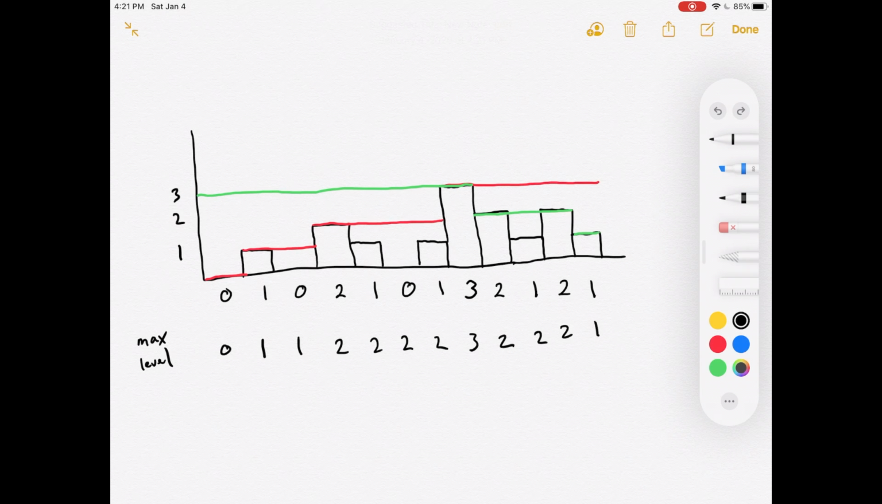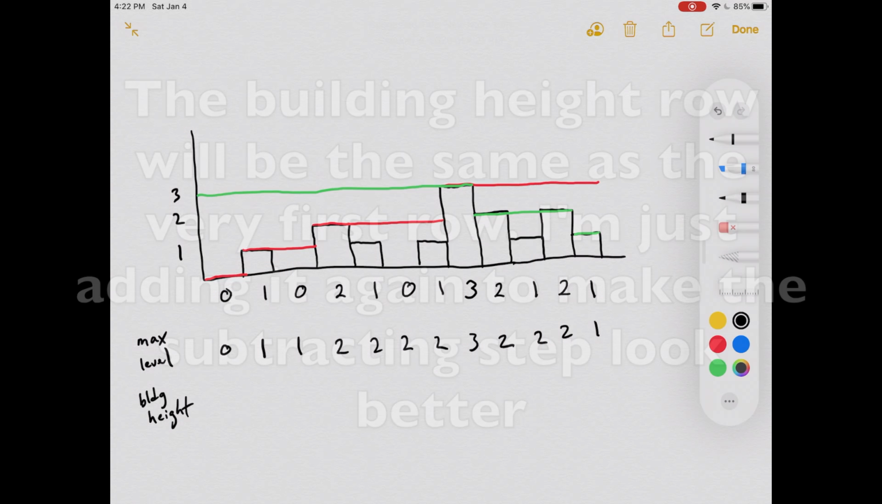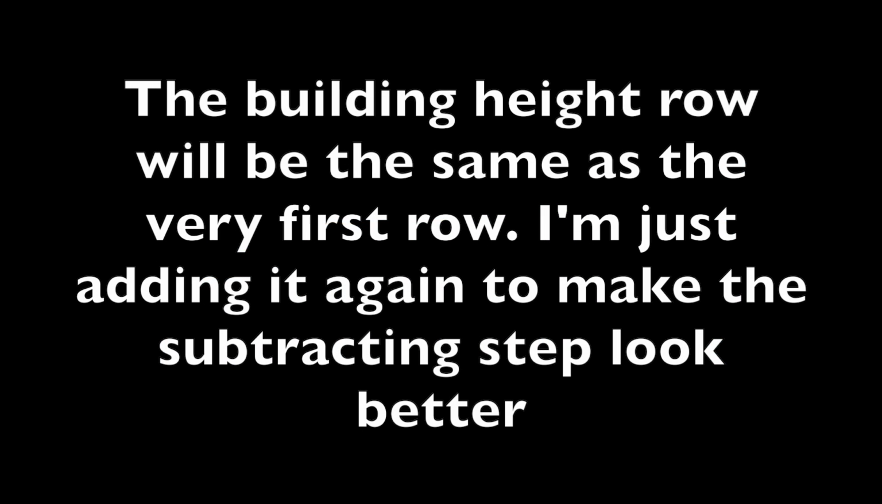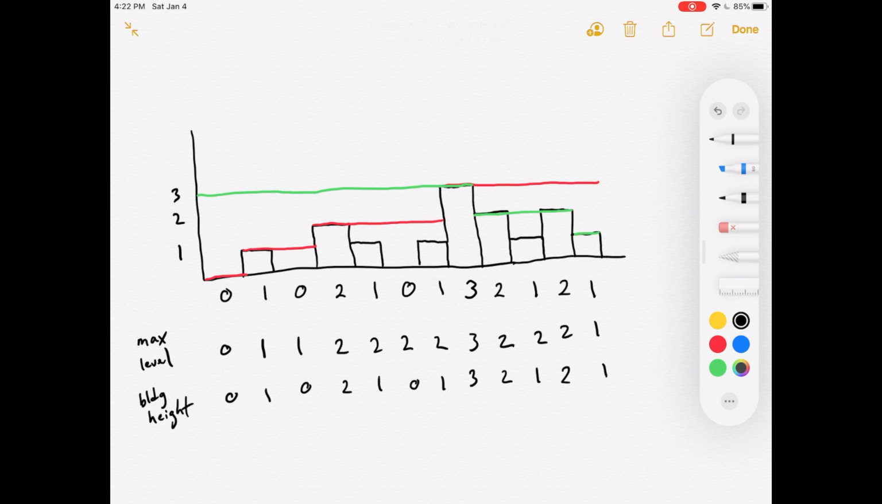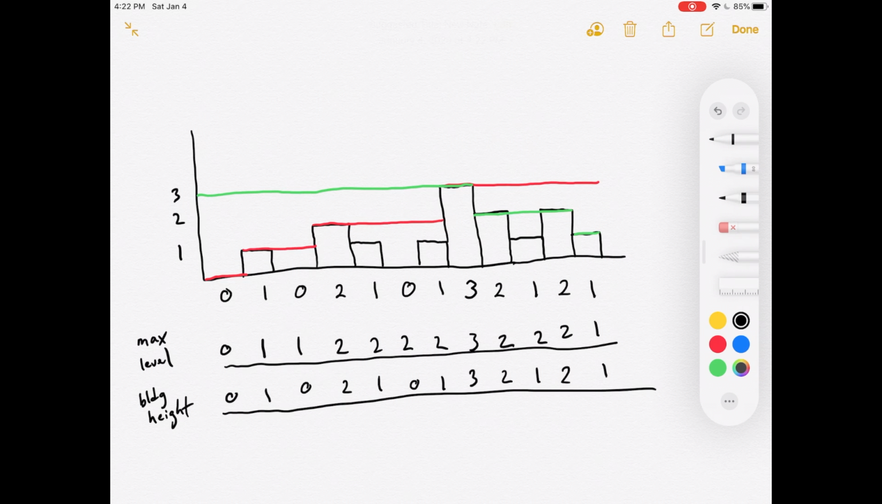All right, so now we have the theoretical maximum levels of the water. And now what we have to do is subtract the height of the buildings to get the actual water level. So we'll call this building height. All right, so now we have the theoretical height of the water and the buildings in that same space. So we just have to subtract those two numbers to get the actual height of the water.